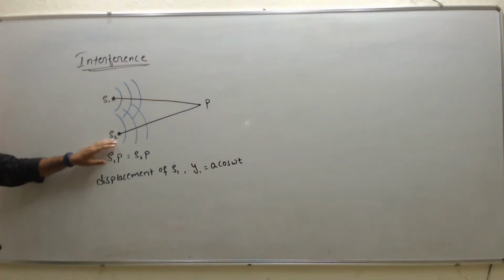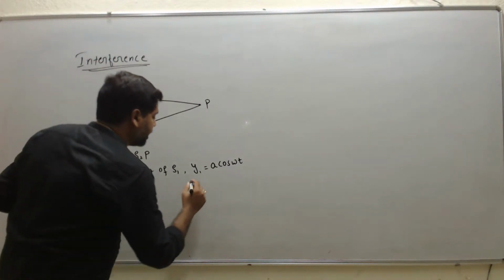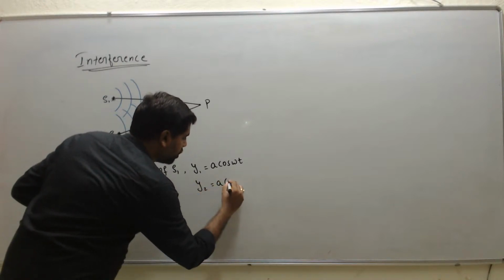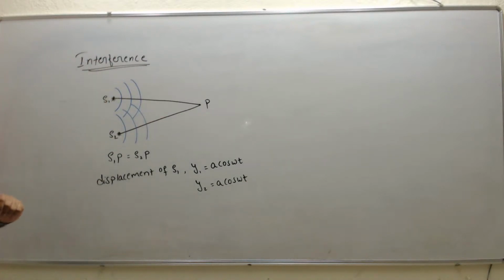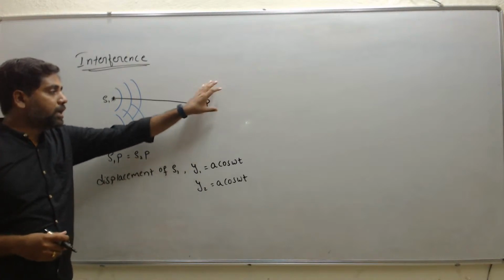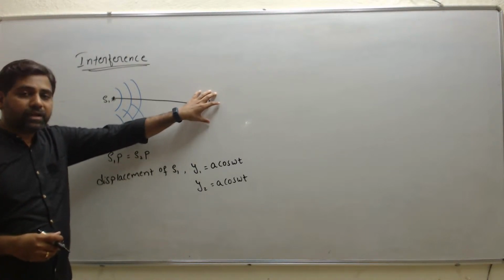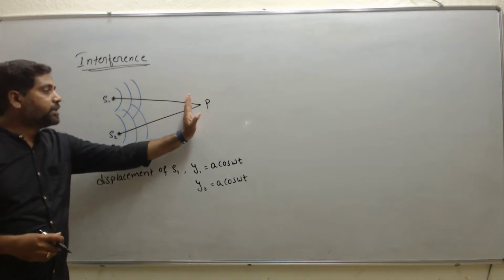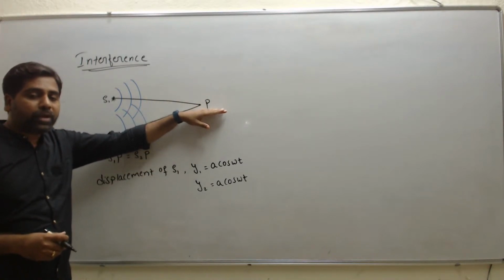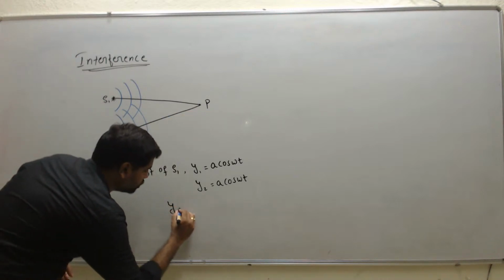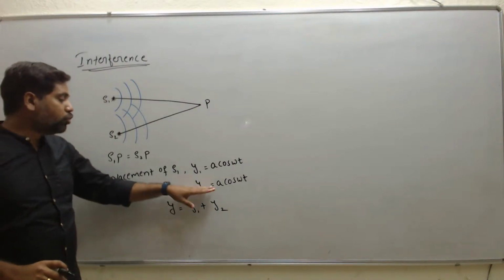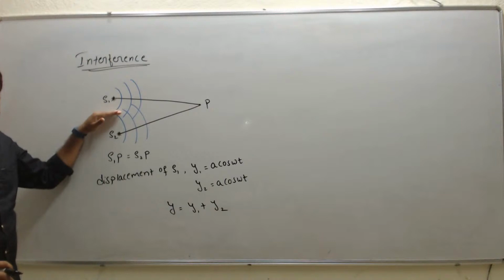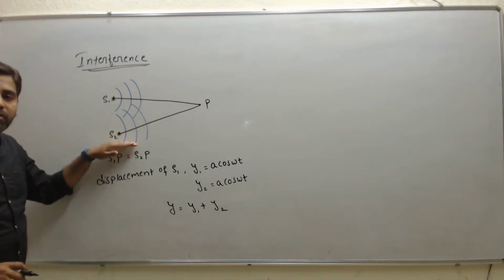Similarly, the displacement produced by the source S2, we can write y2 is equal to a cos omega t. So the superposition principle states that at any point P in the medium, the resultant displacement which the wavefronts received at the point P can be written as y is equal to y1 plus y2. That is the vector sum of the waves produced from S1 and the waves produced from S2.